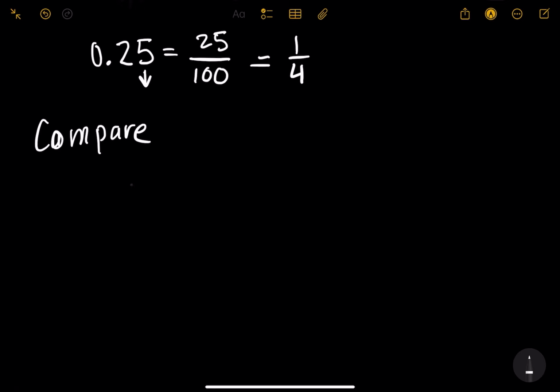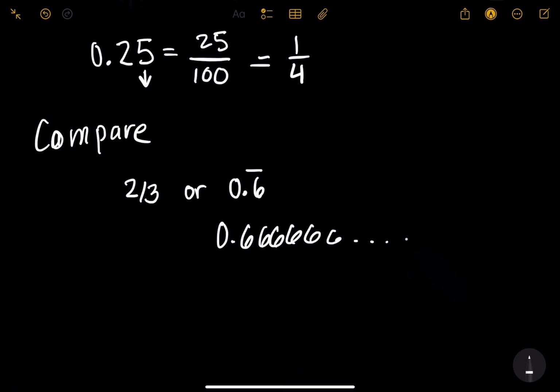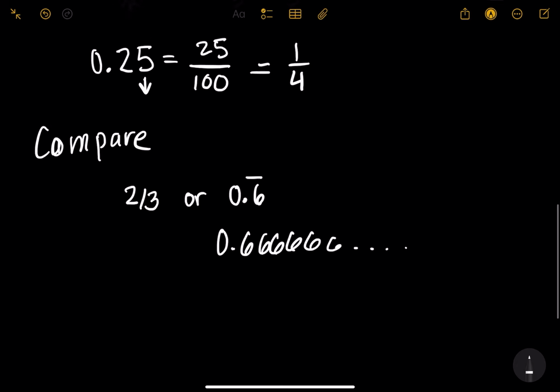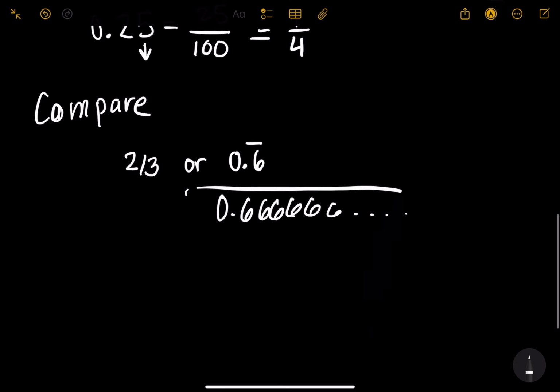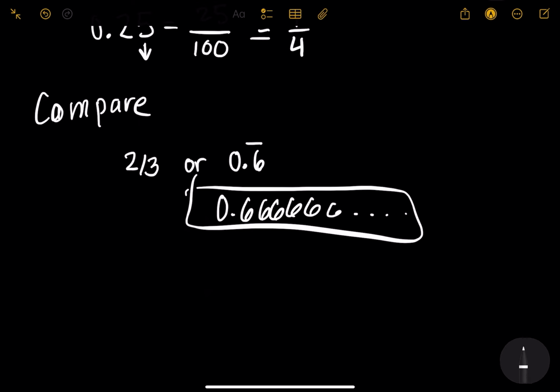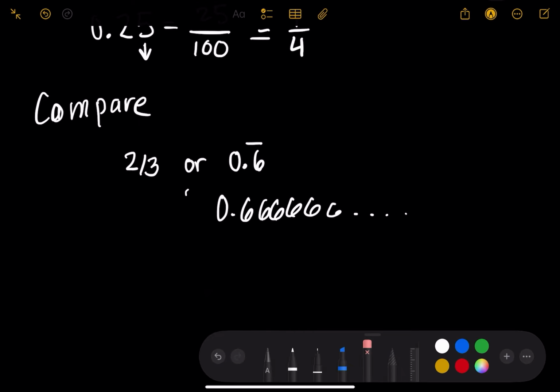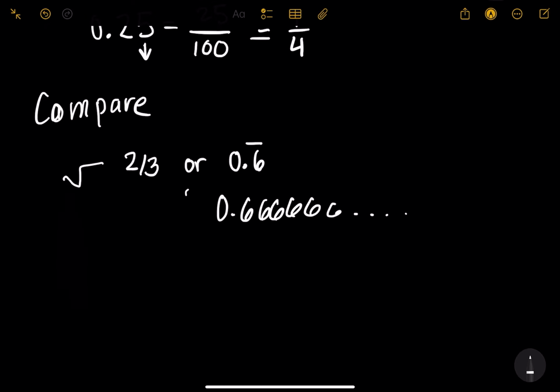Let's say we have a question: which is bigger, 2/3 or 0.6 repeating? So that 6 is repeating, so it's like 0.66666, and it goes on forever. Because this is a repeating decimal and I can't easily convert it to a fraction, what we can do is take the 2/3 and convert that to a decimal. So remember, that line is a division sign, so it's 2 divided by 3.